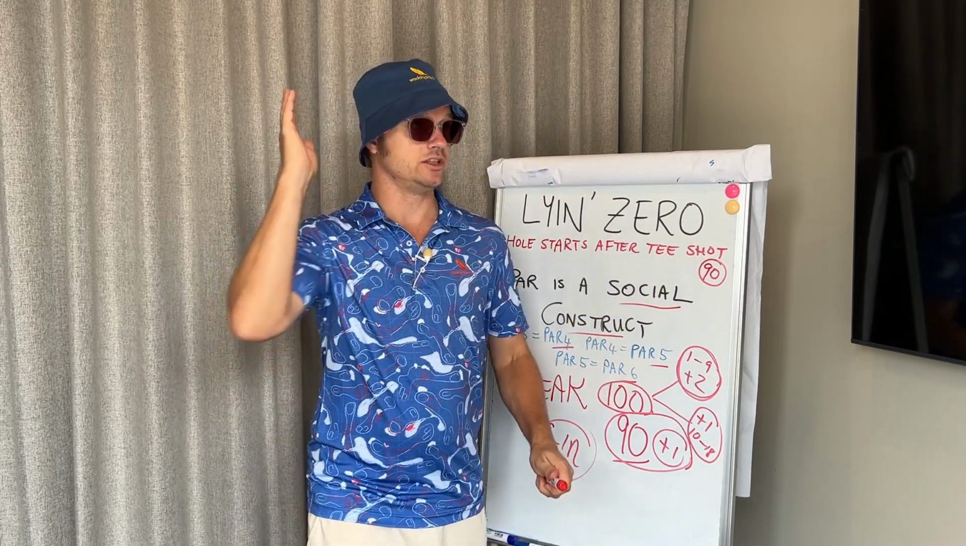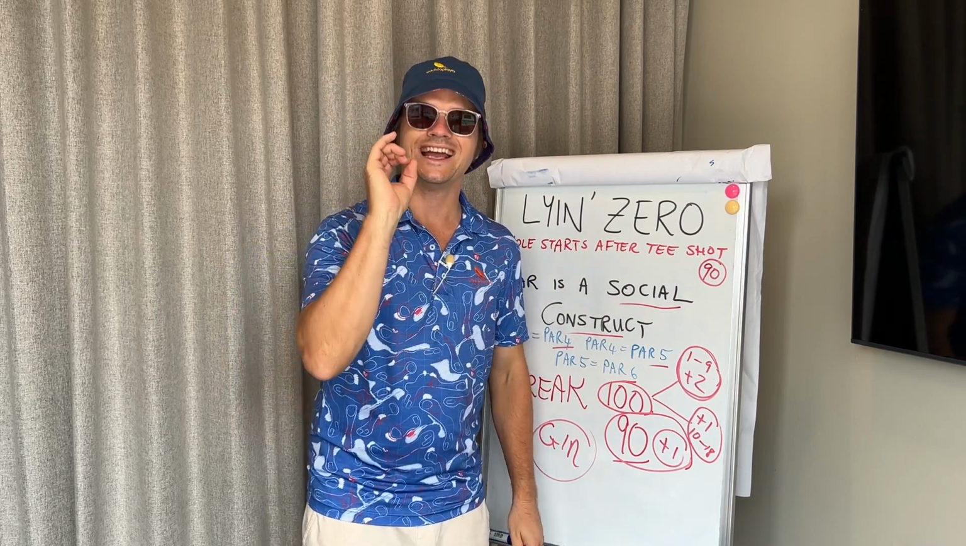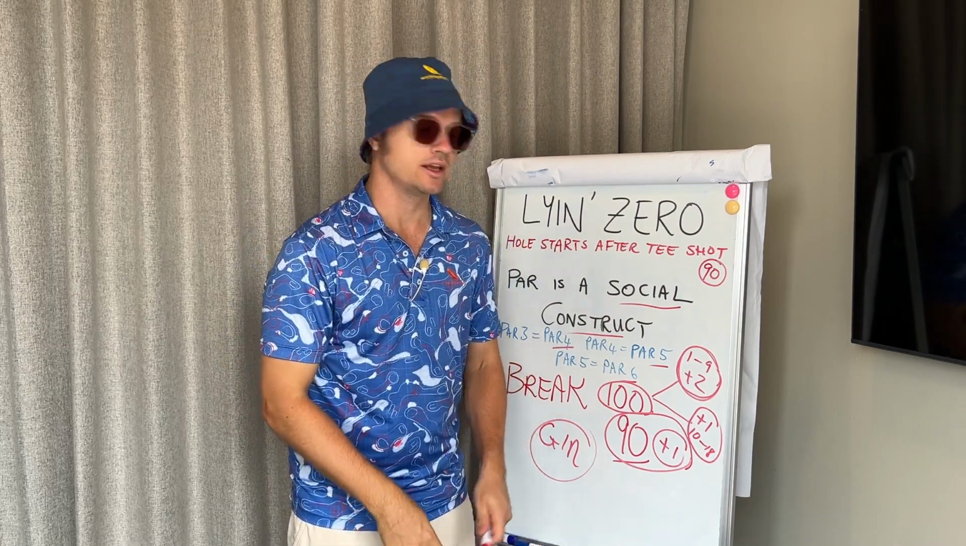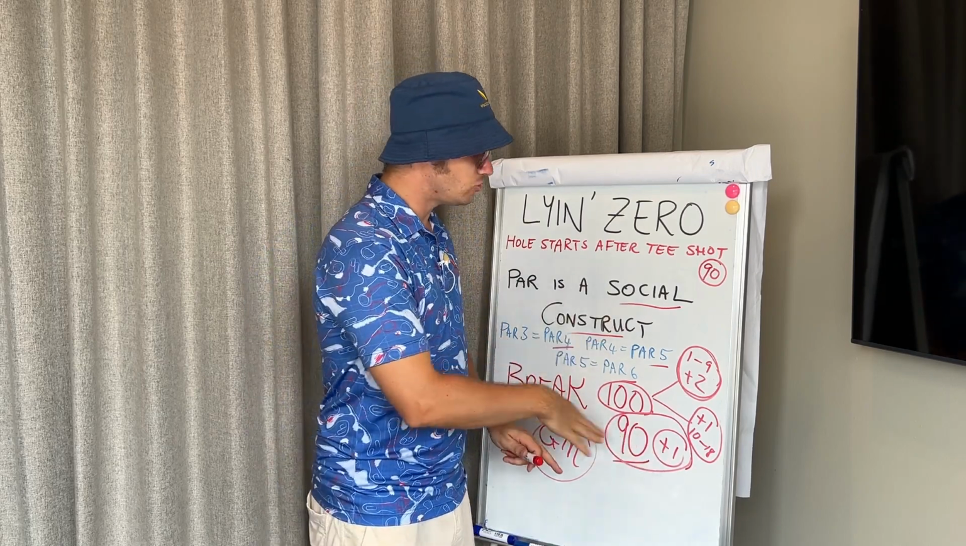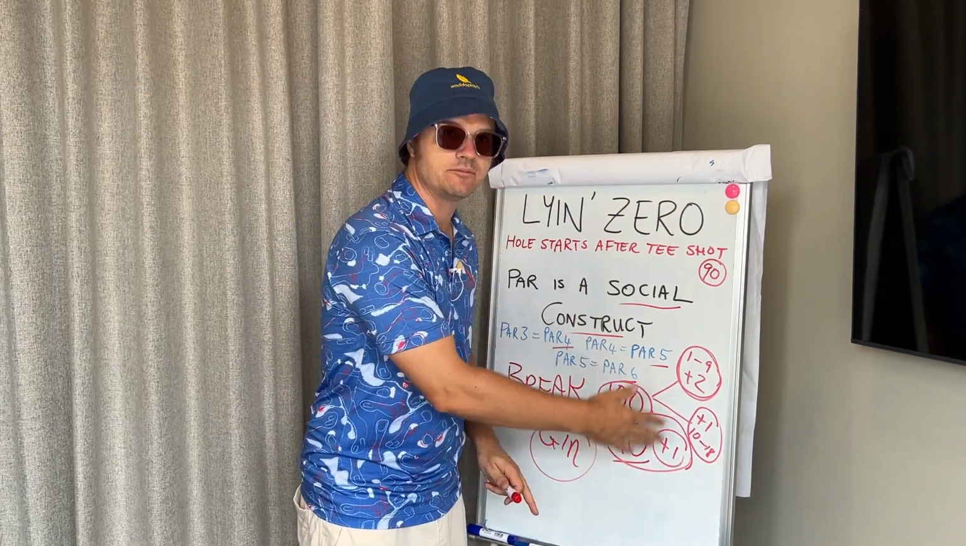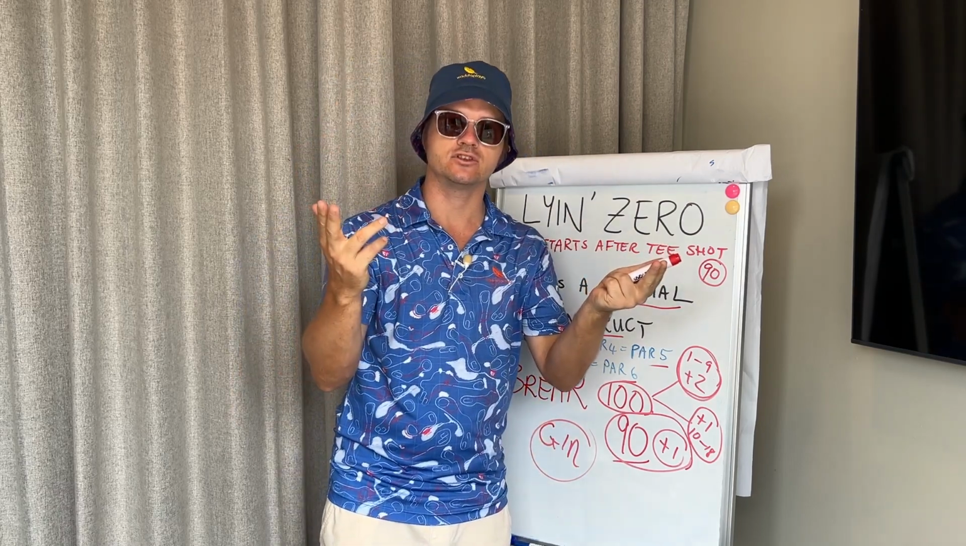What that means is you hit your tee shot, you walk to that ball, wherever it is, you're lying 0. You haven't hit a shot there because we get a stroke on every hole, remember? Now this way, you're not adapting the scorecard. This one, you adapt the scorecard with par as a social construct. Lion 0 is more a mindset shift as well.